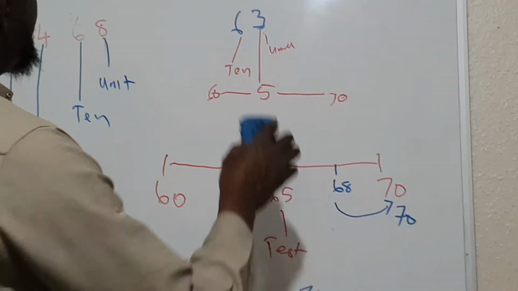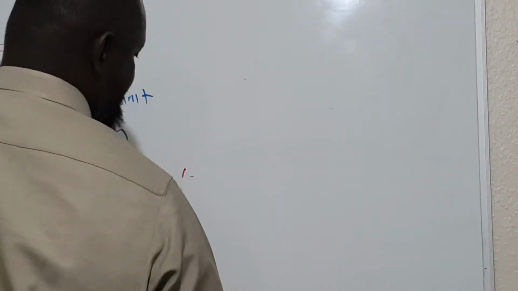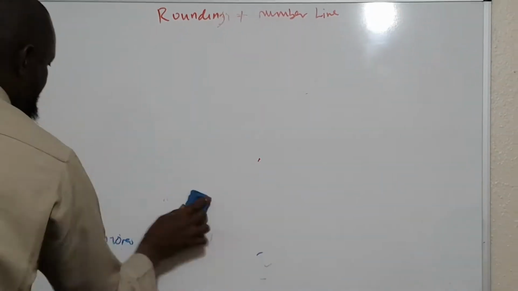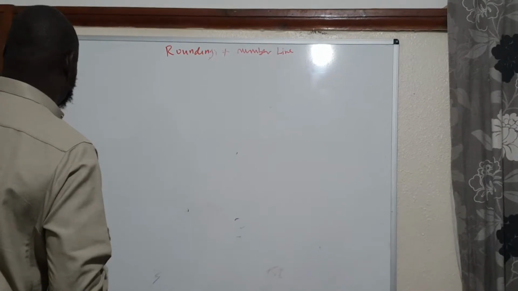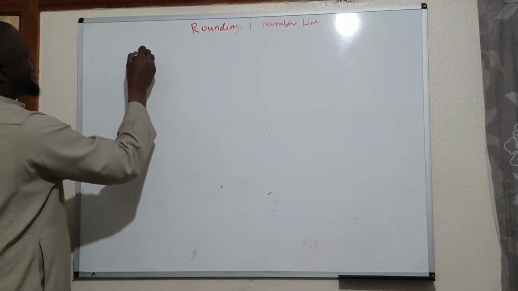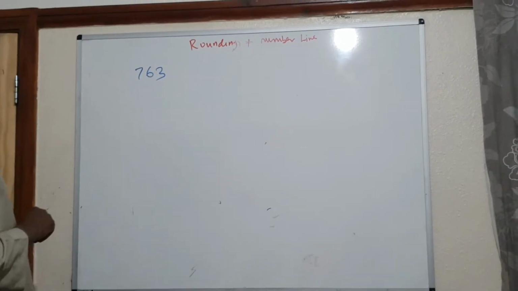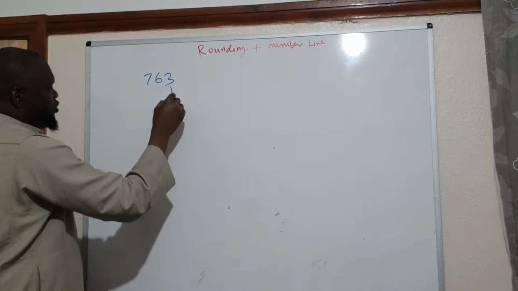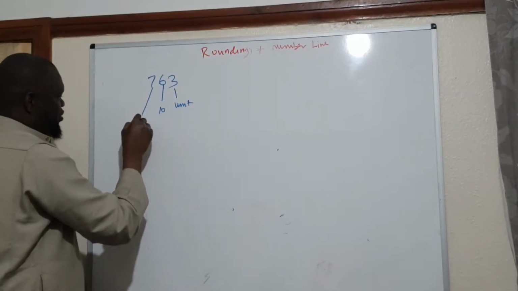Okay. So now let us look at more complicated numbers. Now let's look at 763. Now we have tens in it. That looks at hundreds, yes? Again, 3 is the unit in it, 6 is the ten, and 7 is the hundred.